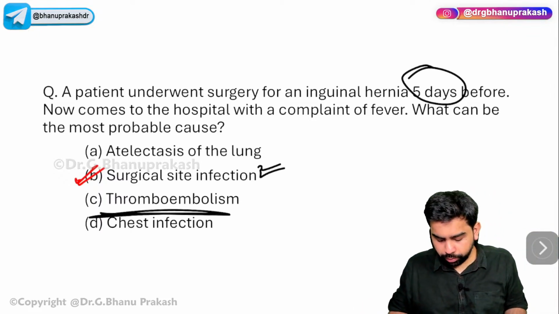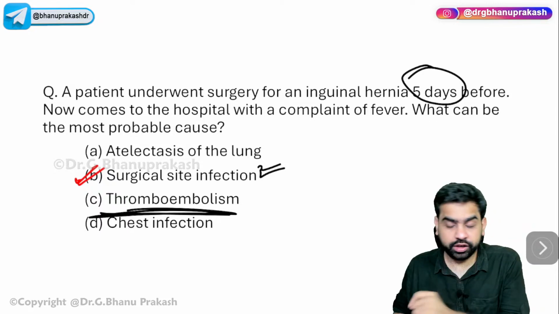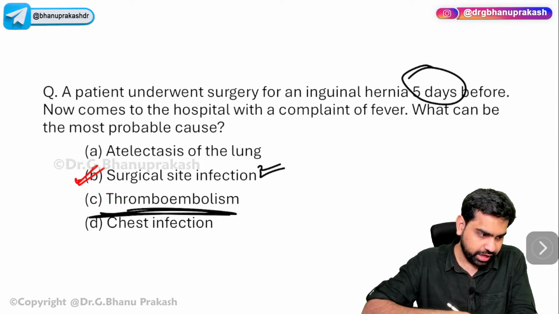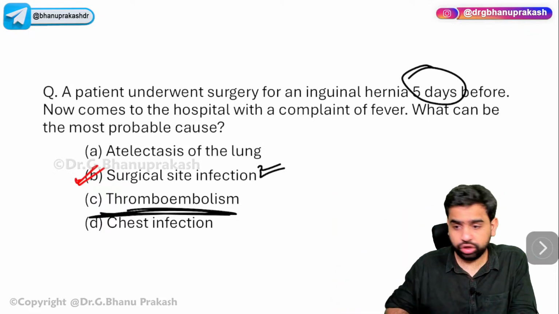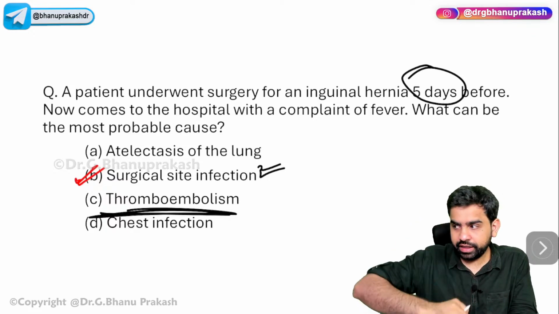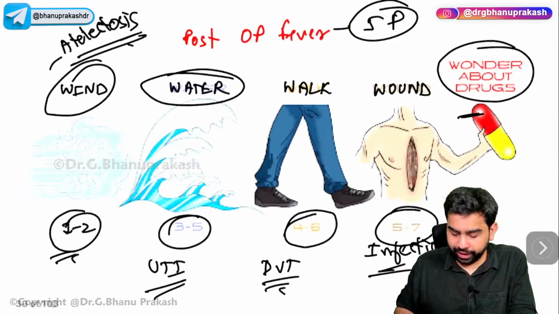Are you understanding? Thromboembolism is going to happen if the patient is completely immobilized. For example, let's say there has been a massive surgery, the patient is in the ICU, or has a pelvic fracture or long bone fracture surgery. In all these places, there's a risk of DVT followed by thromboembolism. Okay, I hope you have understood this point.